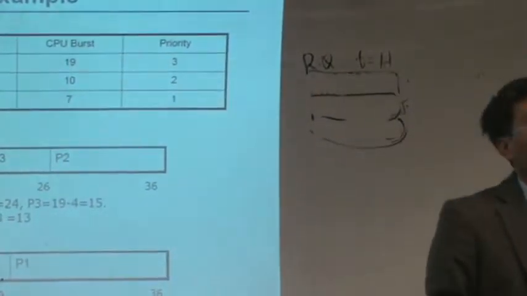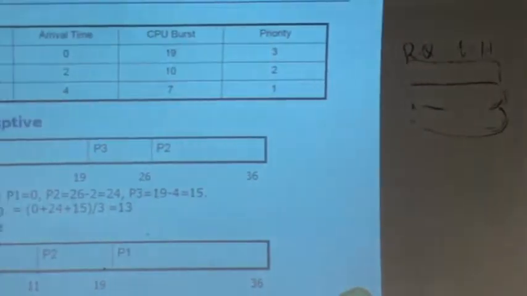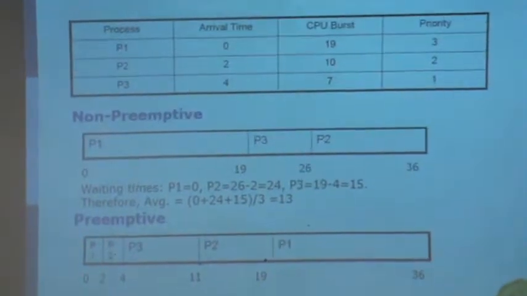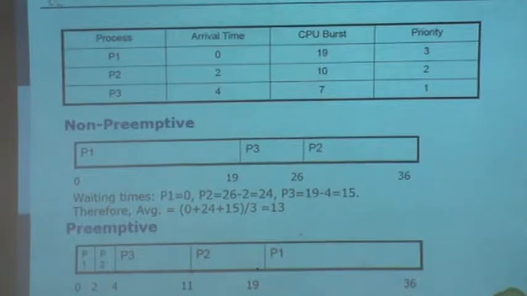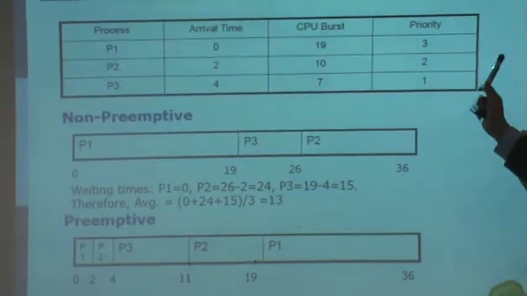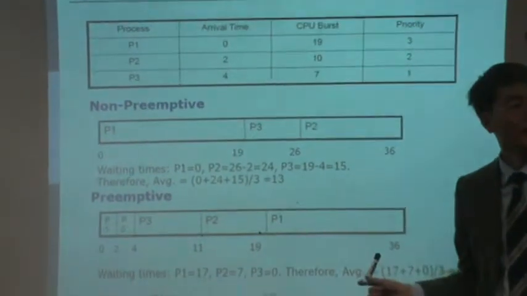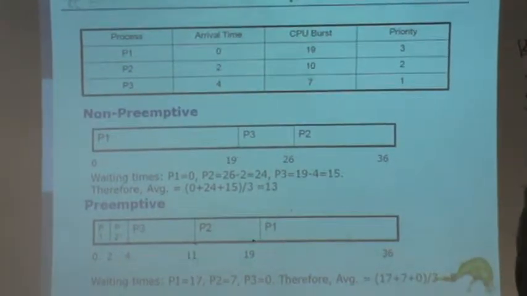Then you can compute the average waiting time and average response time for each. For example, the average waiting time of the non-preemptive case is 13, and the average waiting time of the preemptive case is 8, which means the preemptive case of the priority-based CPU scheduler is better in terms of waiting time. In terms of waiting time, preemptive is better than non-preemptive.